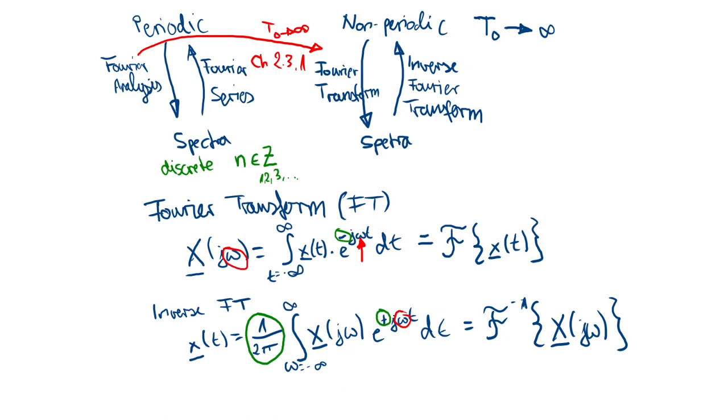But now have a look at the definition of the Fourier transform. The X here. And here we have the omega as our frequency parameter.